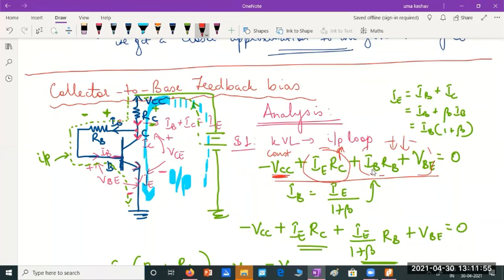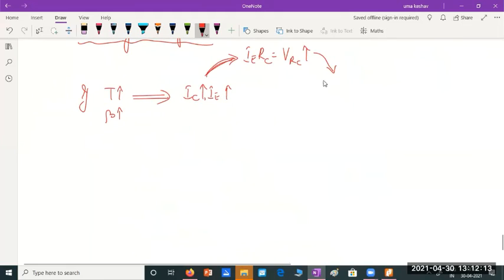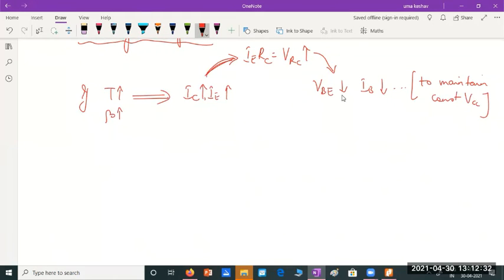You see, IERC plus IBRB plus VBE is equal to VCC if I take it to the other side. And since this VCC can't change, it is a constant. If IERC is increasing because of temperature or so, the circuit behaves in such a way that VBE and hence IB should decrease. So if one drop increases, the others should decrease, to maintain constant VCC. The sum is equal to a constant.